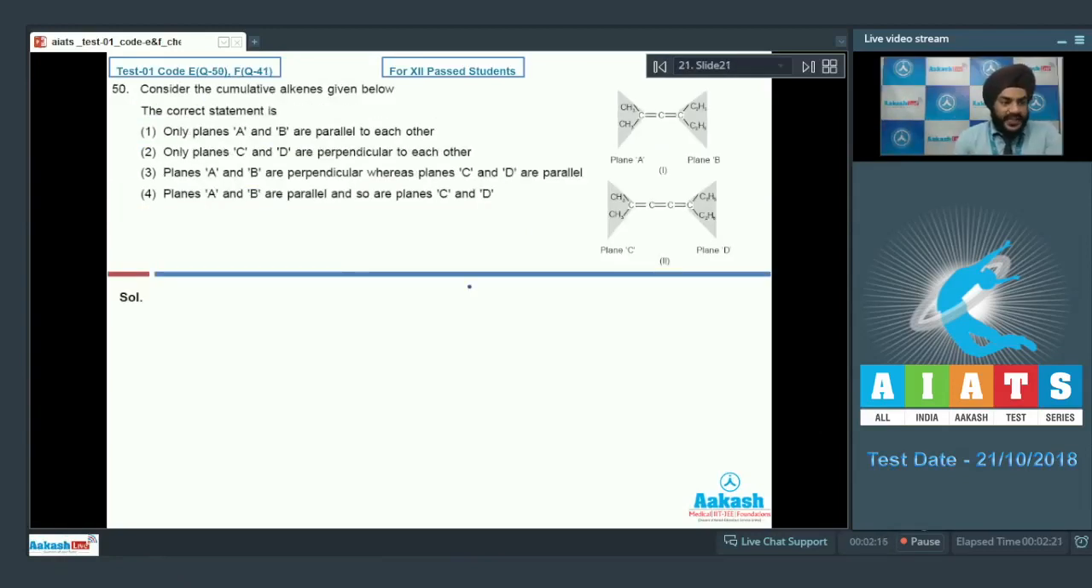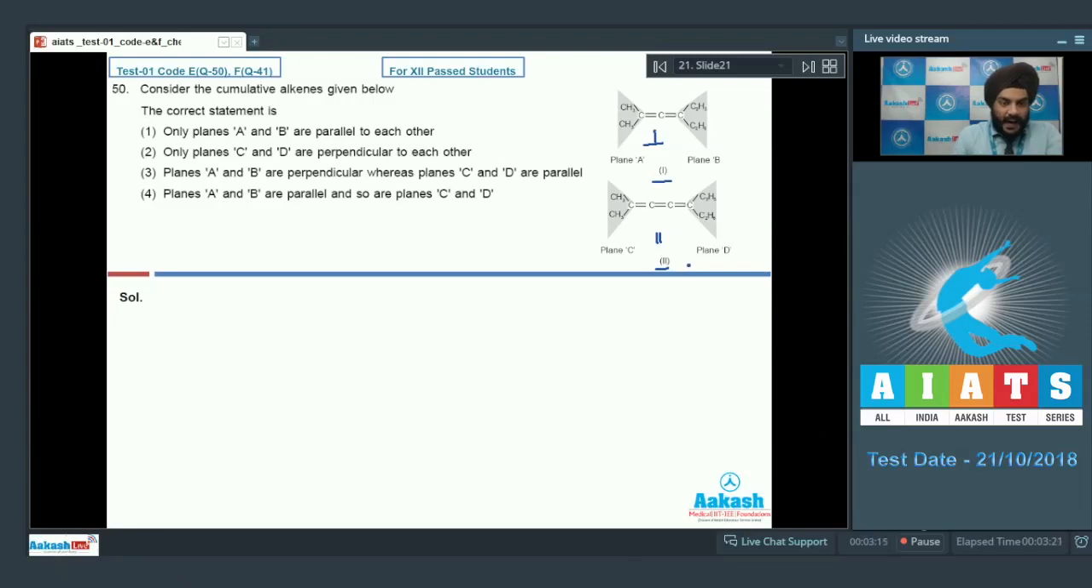Okay. Let us look at the next question. Question number 50. Consider the cumulative alkenes given below. So we have been given 2 cumulative alkenes, compound 1 and compound 2, and we have to comment on the planes A and B and planes C and D, whether they are parallel or perpendicular to each other. So students, we know that if there are an even number of cumulative double bonds, the compound will be non-planar. So if this compound is non-planar, it means that plane A and plane B will be perpendicular to each other. Okay. And if there are an odd number of cumulative double bonds, so there are 3 cumulative double bonds over here, in this condition the compound becomes planar. So if the overall molecule is planar, it means that planes C and D should be parallel to each other. Okay.